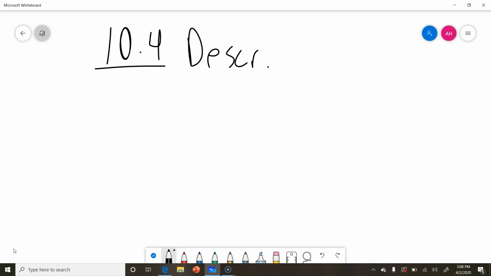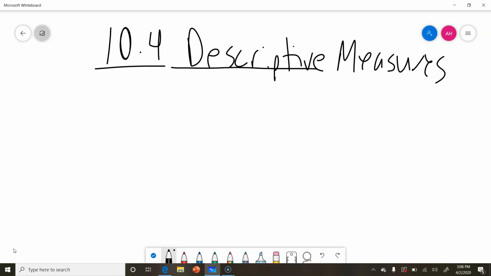But we're going to jump in with a new lesson. So we are now on 10.4. This lesson is called Descriptive Measures. It should be review for most of you, I think. I'm also teaching this in the 8th grade, so if you understand this, you're going to be well on your way for what's ahead.